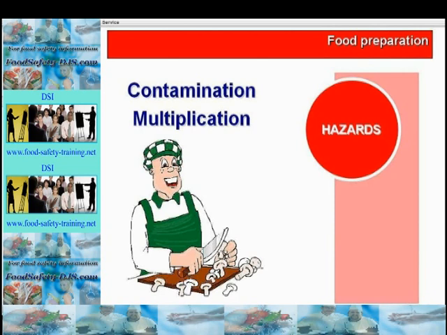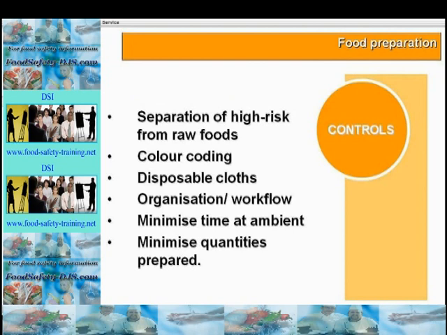Food preparation. Under Regulation EC 852/2004, all food must be protected against contamination during handling, storage, packaging, display and distribution. The hazards with food preparation include contamination and multiplication. Sources of hazards could include food handlers, structure, equipment, environment, pests and raw food. Good hygiene practices are prerequisites. Controls include effective separation of high risk from raw foods, colour coding, disposable cloths, good organisation and workflow, linear workflow.